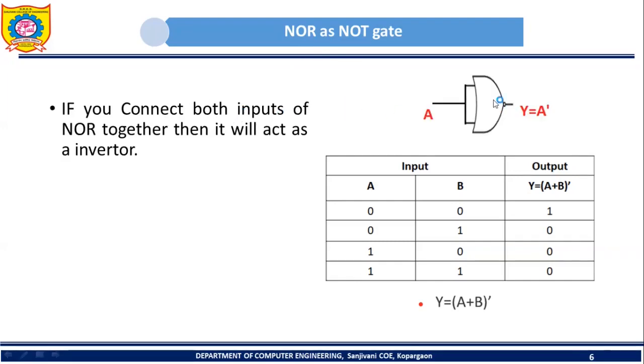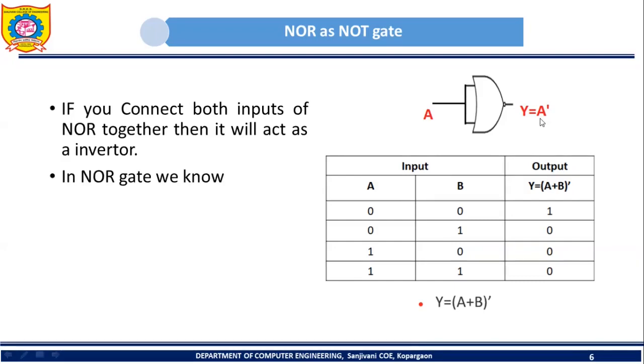So see this diagram. So here you can see one NOR gate, and here what is done, both inputs of NOR gate, they are connected together, so that we will get one single input, and that single input is labeled as A. So here A is input to this NOR gate. So what will be the output of this NOR gate? It will be A prime. So how we are getting this A prime? So let's try to understand it.